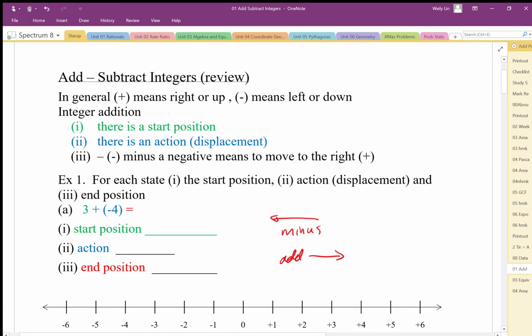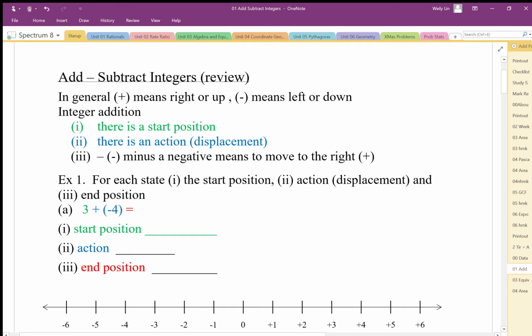That's different than this plus 2. That plus 2 tells me where I'm at. That plus 2, or positive 2, does not mean I'm adding 2. It's telling me I'm at positive 2 as a position.